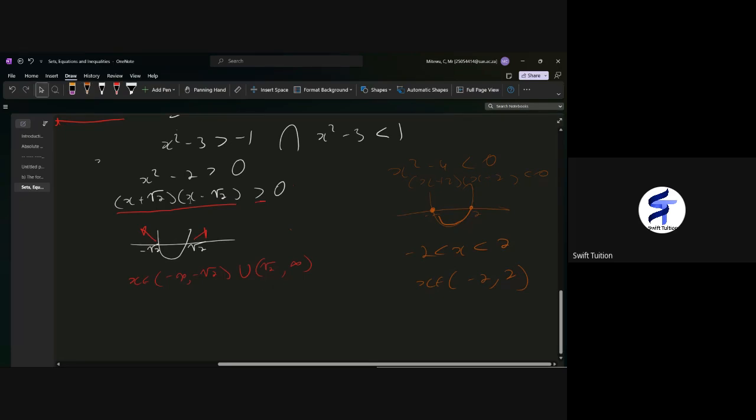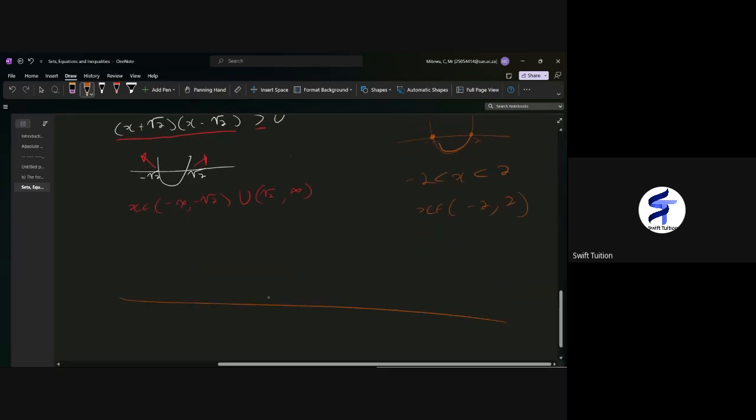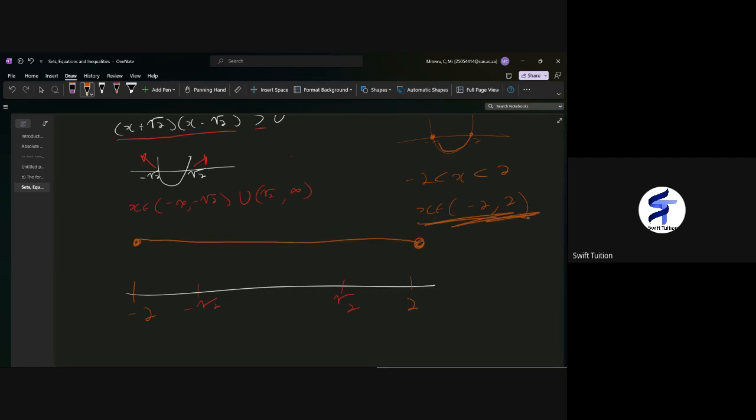And then I can write these on the same set of number lines. So it would look something like this. Sorry, let me write the critical values first. So it's going to be negative root 2, and then root 2, and then we're going to have positive 2, and we're going to have negative 2. So between negative 2 to positive 2 is what this one is, right? And then from negative infinity to negative root 2, so this way, and then this way is for the other one, right?